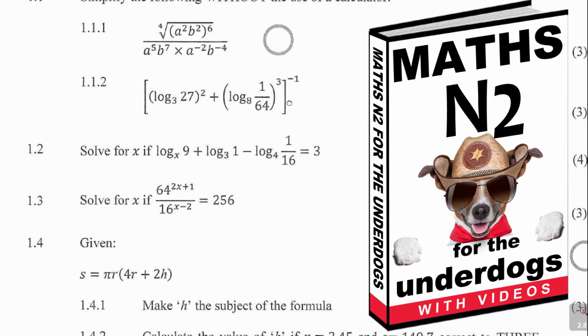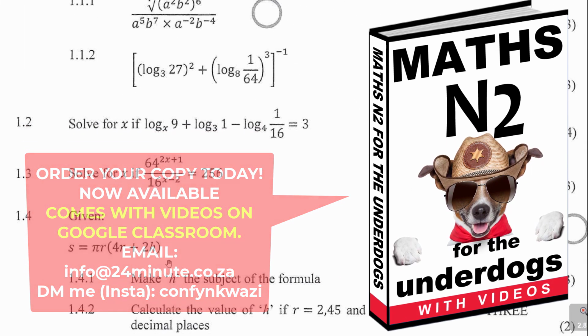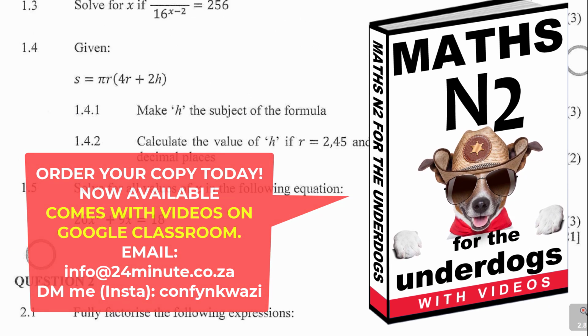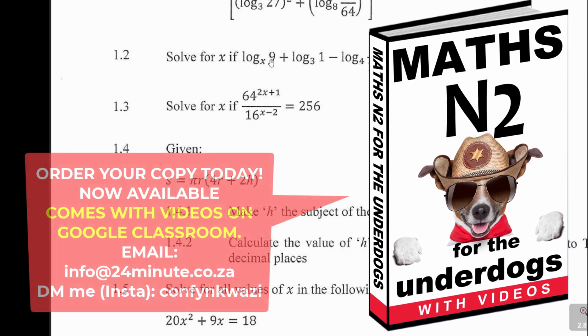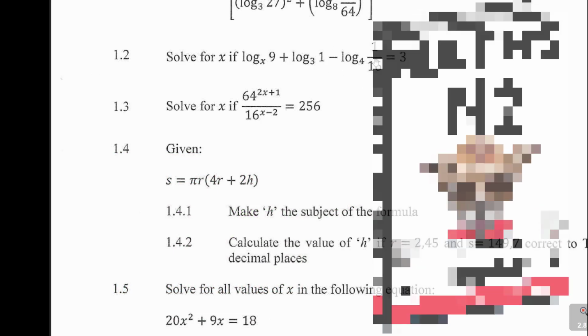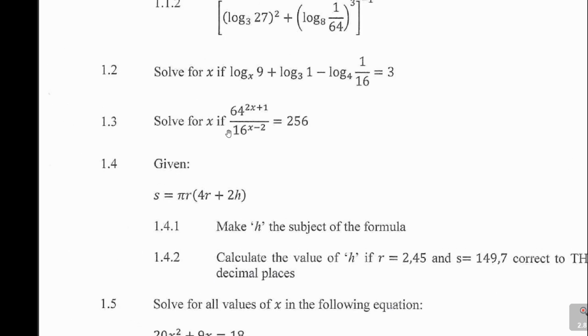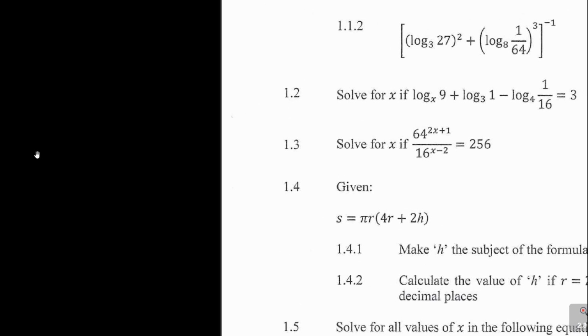So this was that. How many marks is that? 3 marks. Now 1.2, it says you need to solve for x. If log base x of 9 plus log base 3 of 1 minus log base 4 of 1 over 16 is equal to 3, 4 marks. Okay, it's a good question. I don't think it was difficult, but it's a good question.